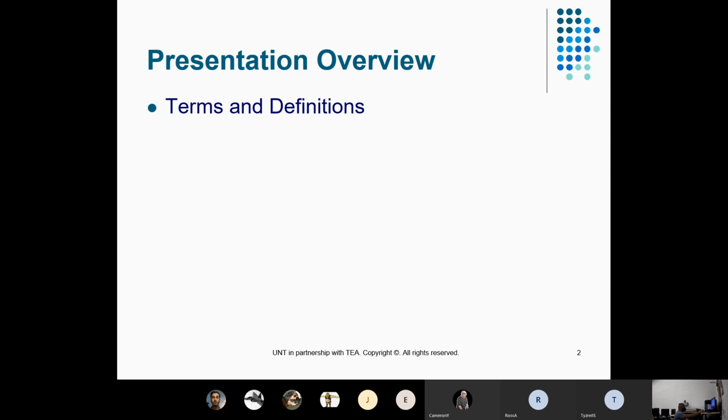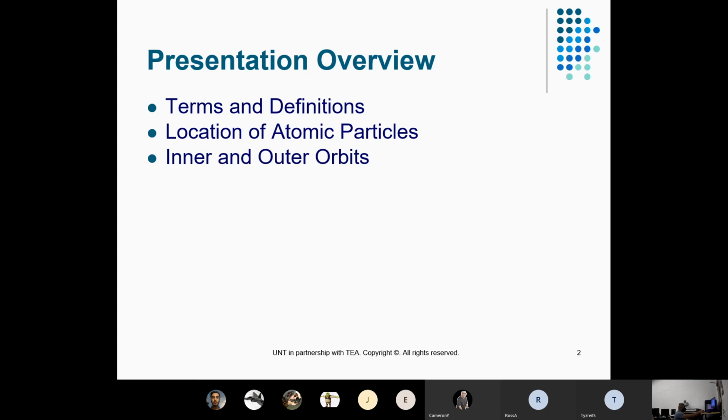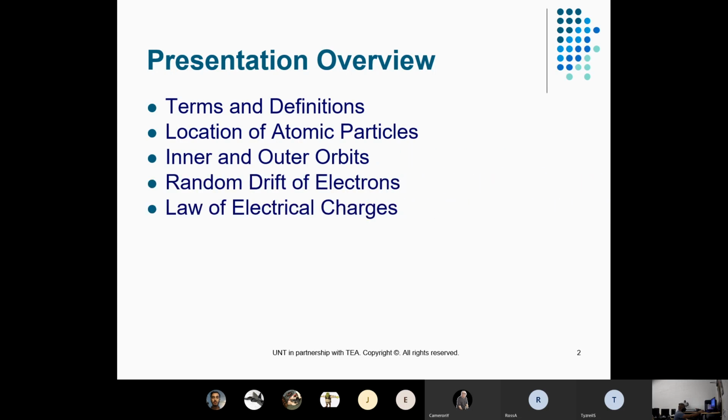This is what we're going to talk about: terms and definitions, location of atomic particles, inner and outer orbits, random drift of electrons. You don't have to write all this down. This is just what we're going over. Okay. And then law of electrical charges.